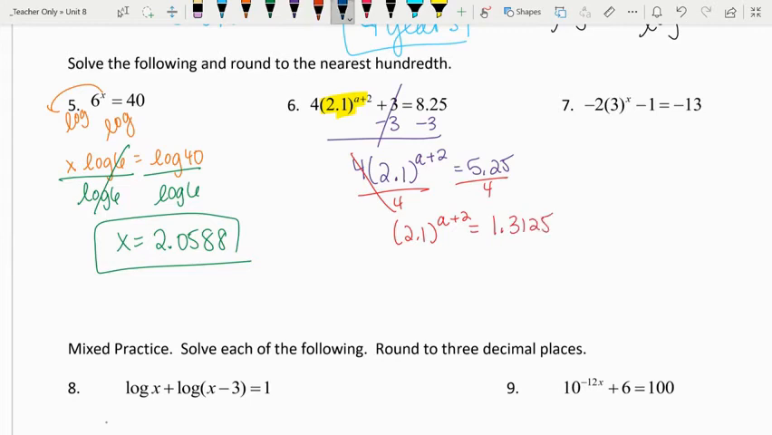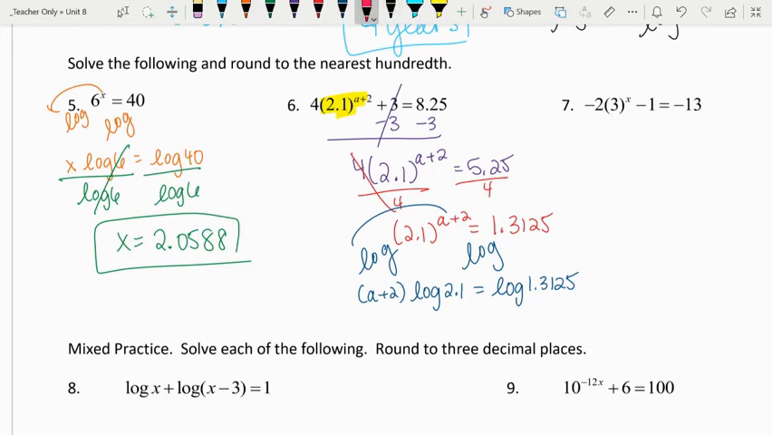1.3125. Now notice how I haven't rounded those decimals at all. If they give you 4 or 5 decimals and it stops, use all of it so you're not rounding multiple times. So at this point, we're going to log both sides, which means we're going to throw that a plus 2 in front. And at this point, I want to get a plus 2 by itself, so I would divide by log of 2.1.